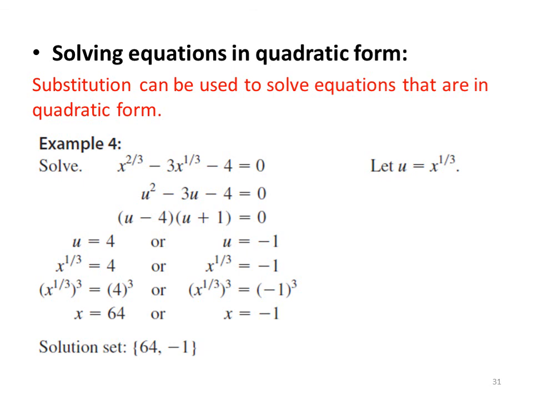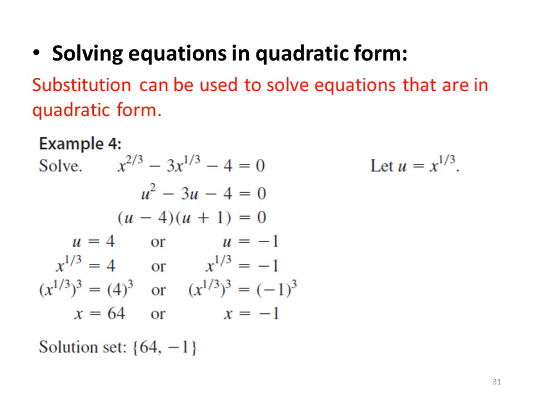That should give us an idea for substitution. We can let u equal to x to the power 1 over 3. In this case, of course, x to the power 2 over 3 will be just u squared. So the equation becomes u squared minus 3 times x to the 1/3, which is just u, minus 4 equals 0. Now this equation in the new variable u is a quadratic equation. We can solve it by factoring.